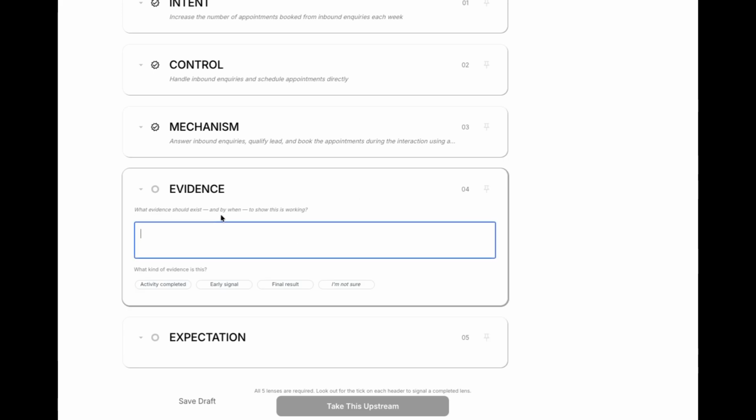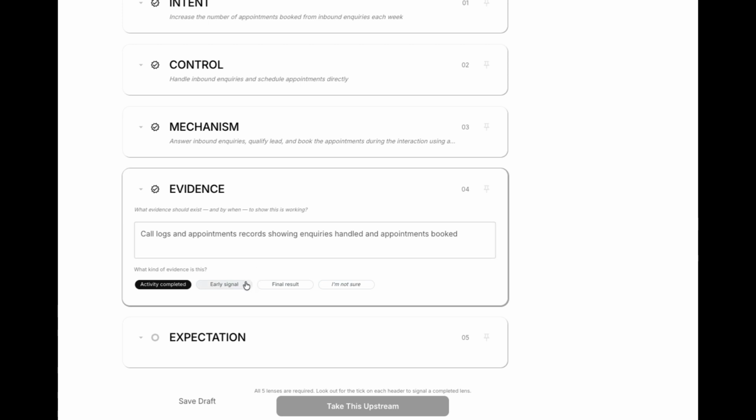What evidence should exist and by when to show this is working? Well, in this case, we're going to say that call logs will exist along with appointment records showing inquiries handled and appointments booked. That describes activity. So that is the kind of evidence that we expect to see.